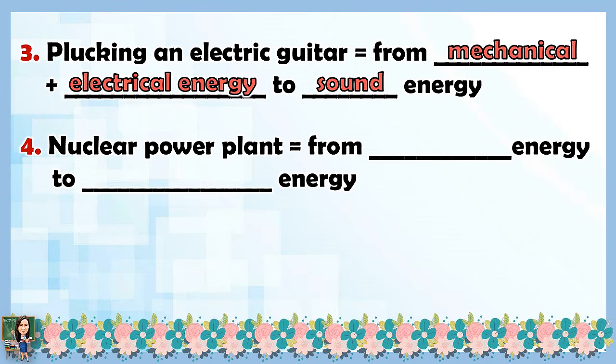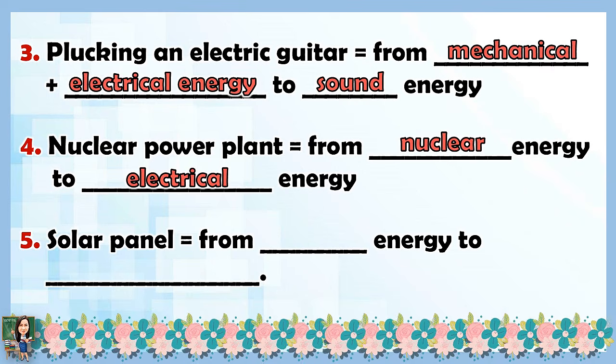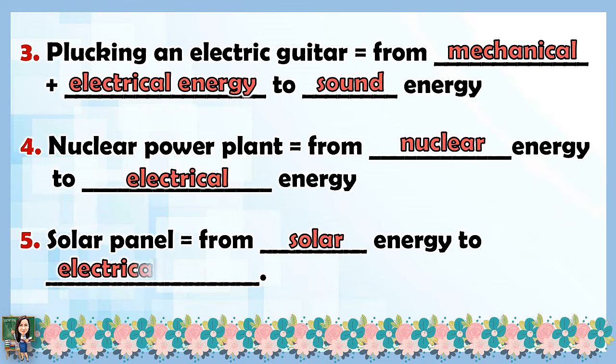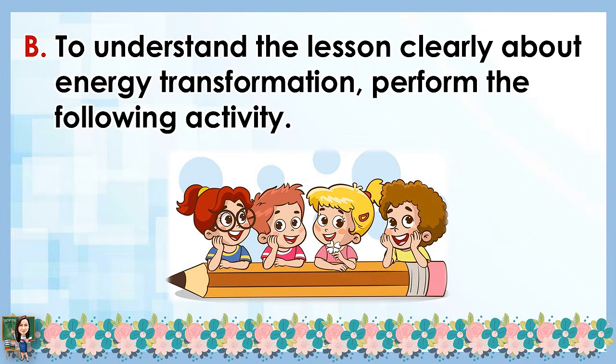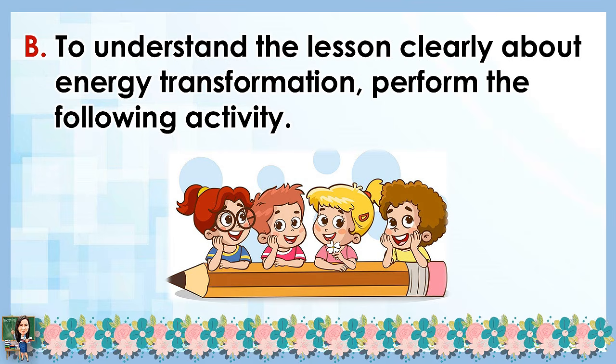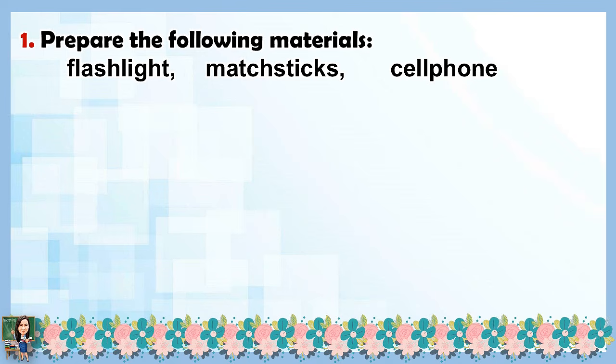Number 4, nuclear power plant, from nuclear energy to electrical energy. And number 5, solar panel, from solar energy to electrical energy. For this activity, letter B, to understand the lesson clearly about energy transformation, perform the following activity. First, prepare the following materials like flashlight, matchsticks, and cell phone.